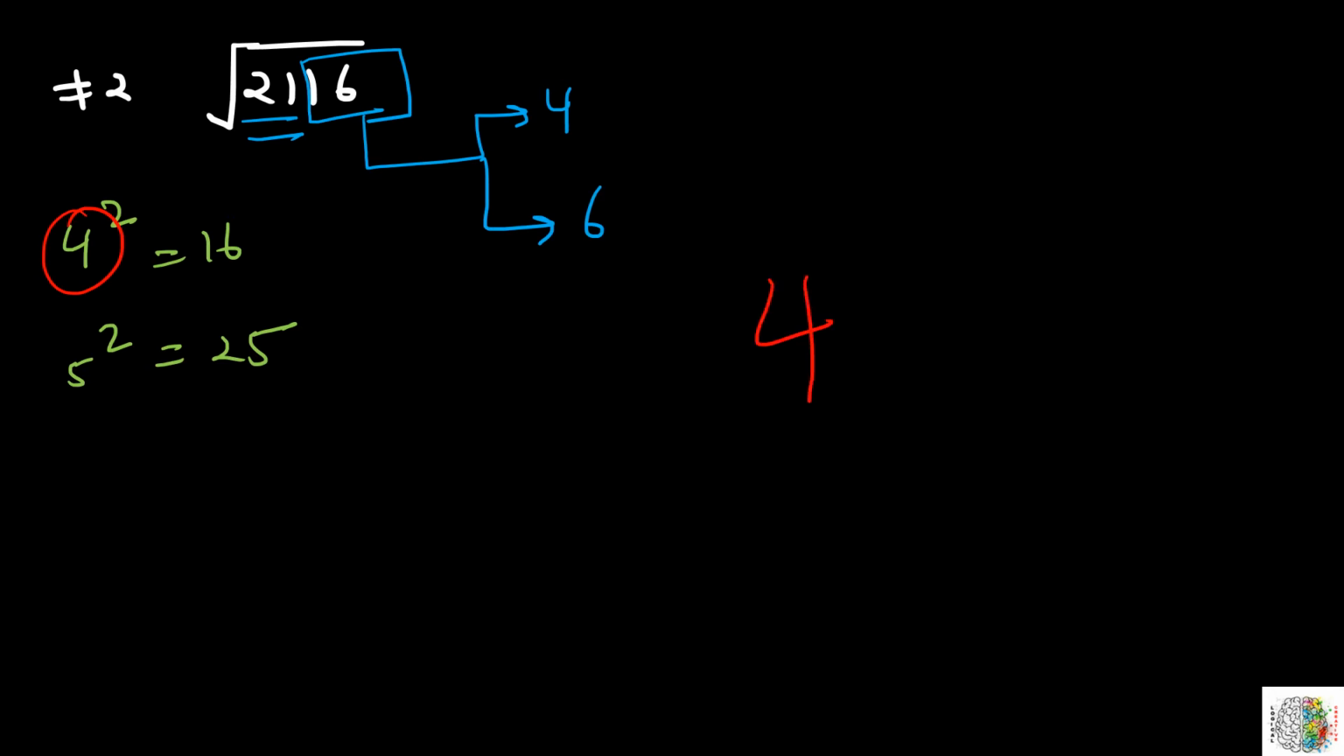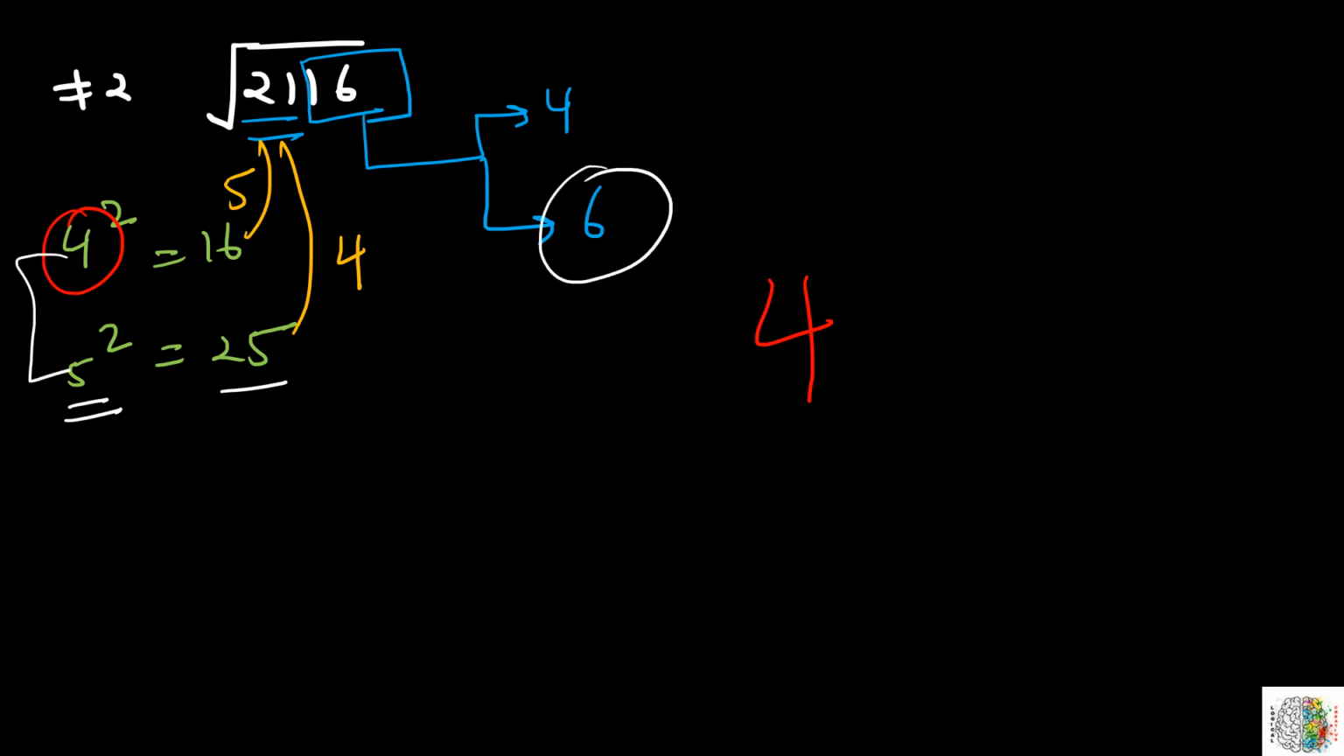Okay. Now we will check whether 21 is nearer to 16 or 25. So 21 minus 16 is equal to 5 and 25 minus 21 is equal to 4. So it is nearer to 25, which is the square of 5, and 5 is the greater number between these two numbers. So we will take the greater number, which is 6. So we will write down 6 here. So the square root of 2116 is equal to 46.